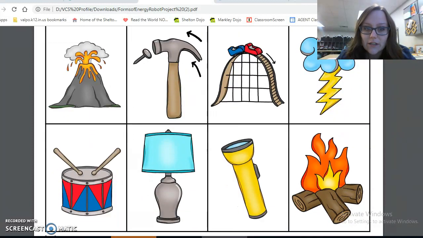You can take a second and look at the others too. Pause this video if you want to look at the other ones. Or keep going and we'll go for directions for your robot.